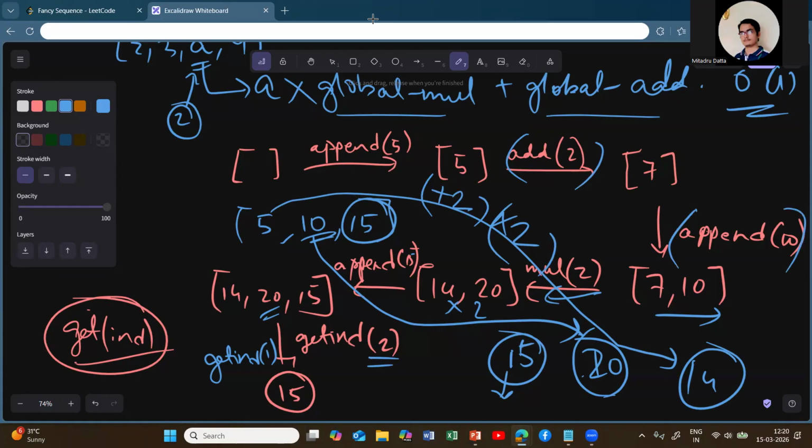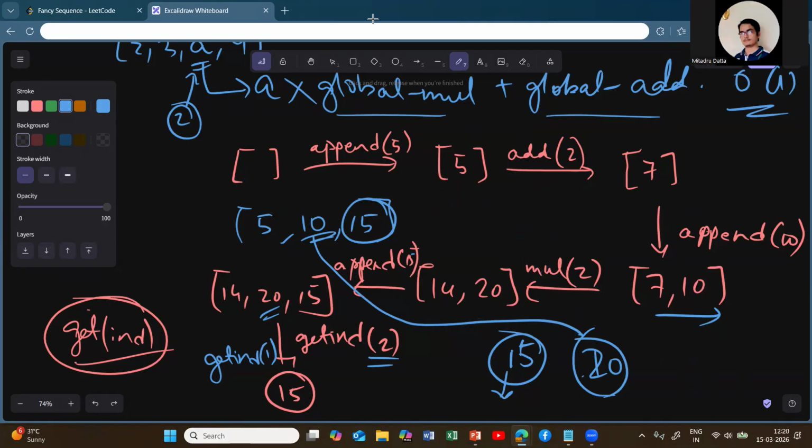But if you keep a single global multiplier or a single global adder, it will not tell you the information for every number, right? But then again, if you try to store a separate multiplier or separate adder for each and every element, that will also give you a TLE. Okay, that will also give you a TLE. You cannot do that. So what to do in such a case?